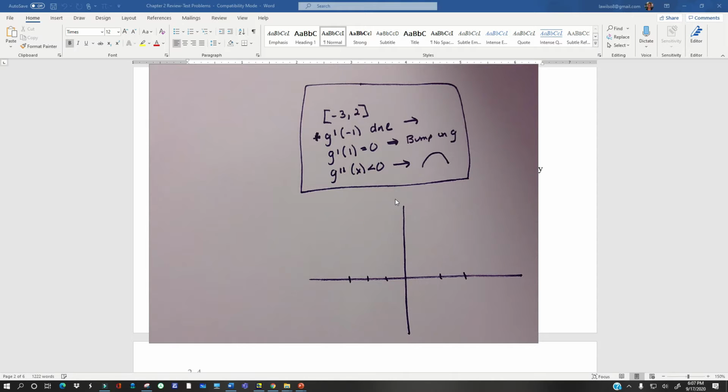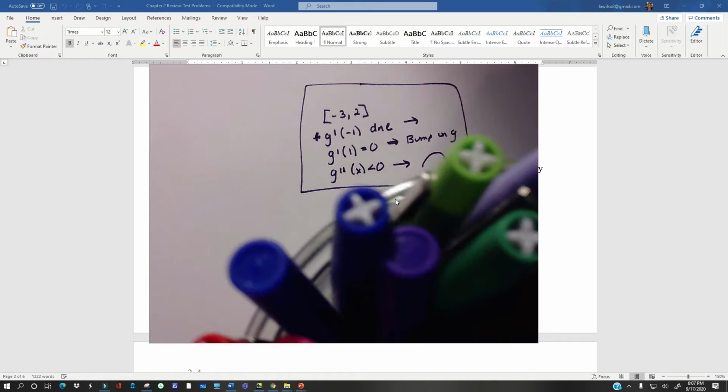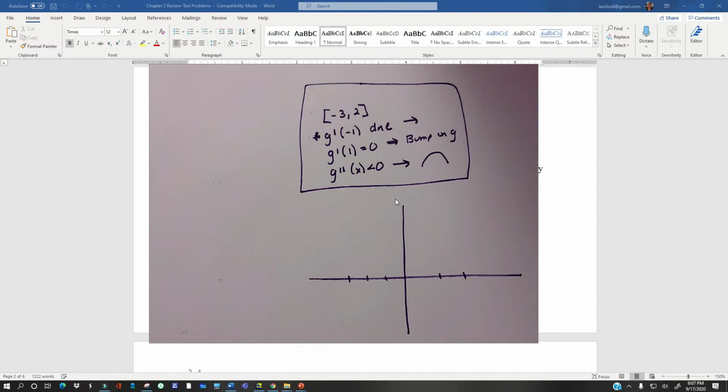So maybe it's some kind of a, let's see, do I have a pencil? I don't know if I have a pencil in my cup. I have all these colored markers. I have like this menagerie of marker colors. Ooh, but I don't have a pencil.